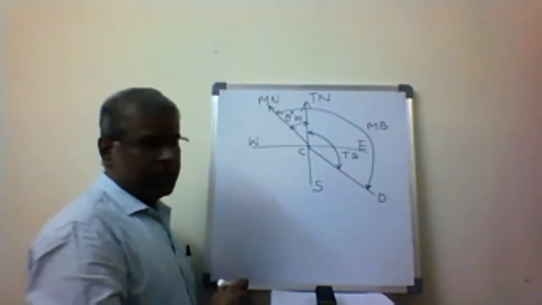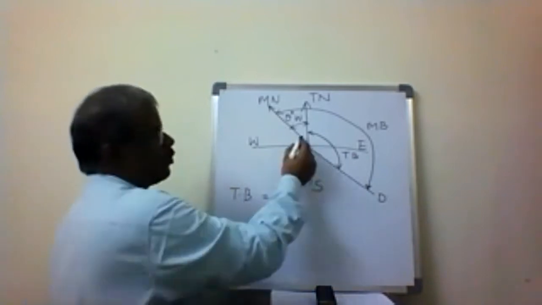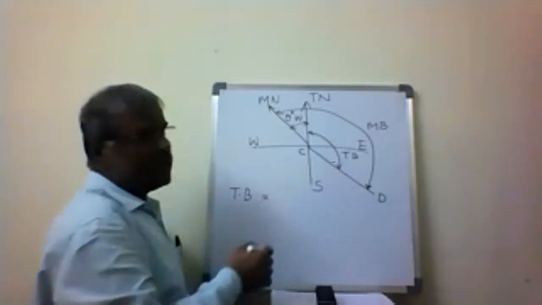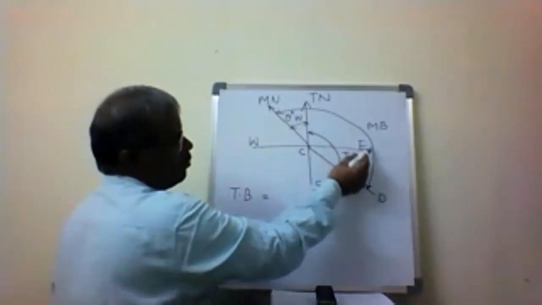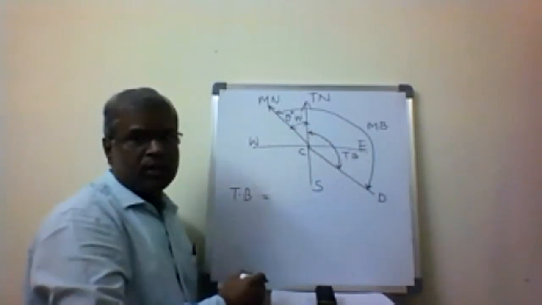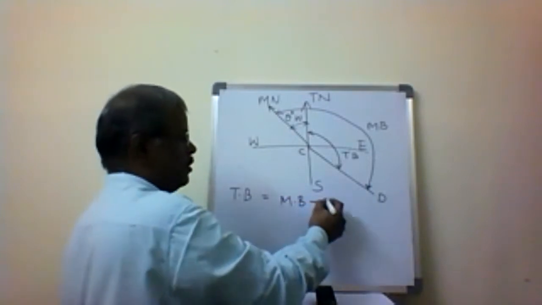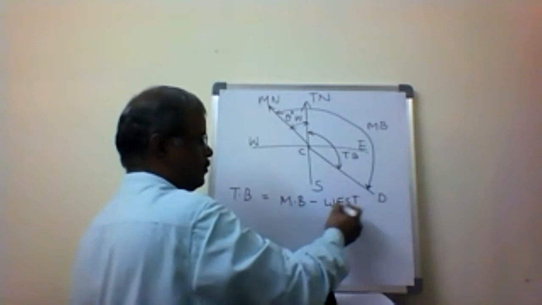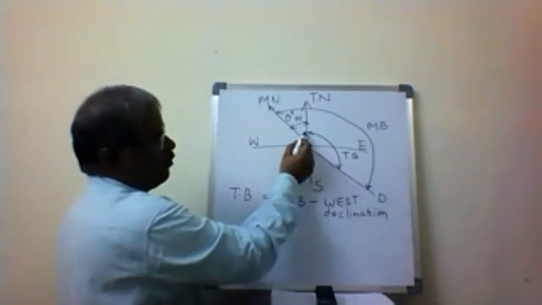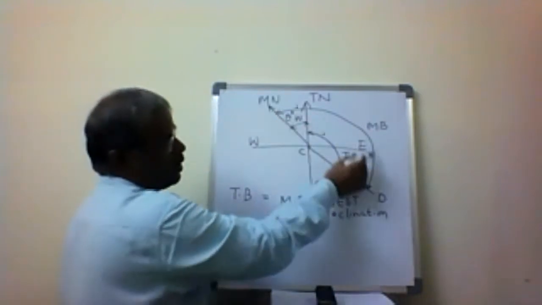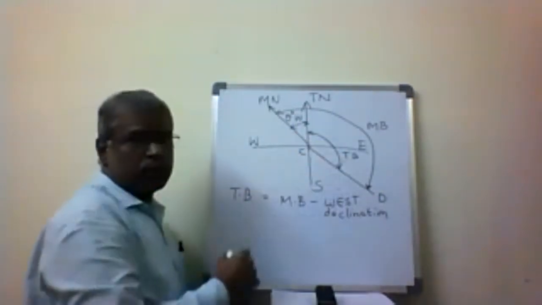Now I have to calculate the true bearing. For that, we use the magnetic bearing minus theta degrees west. True bearing is the magnetic bearing minus the west declination. The magnetic bearing is the whole value, and subtracting theta degrees west gives me the true bearing.